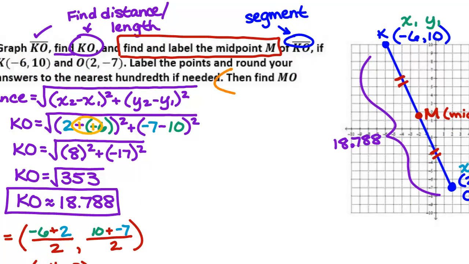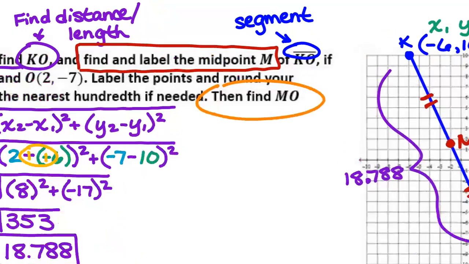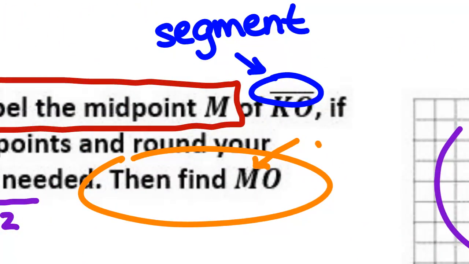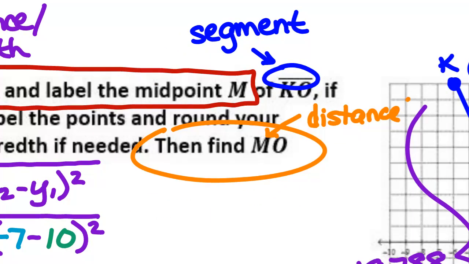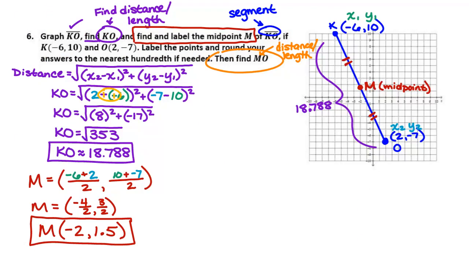The last thing that they ask me to find is this. MO, and there's nothing over the top of it. So what are they asking me to find when there's nothing over the top of it like that? The distance or length. So I've got two choices here. I have a short way that I could find this answer, or I have a long way that I could find this answer. The long way is using my distance formula all over again, only using it with point M and point O.